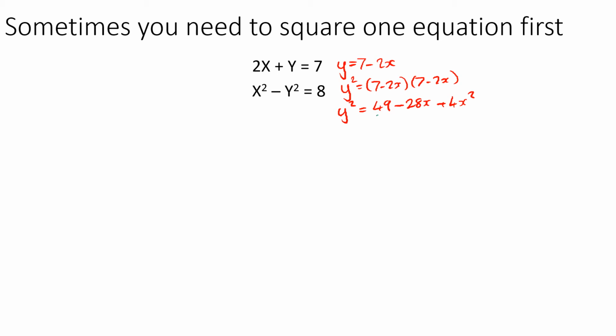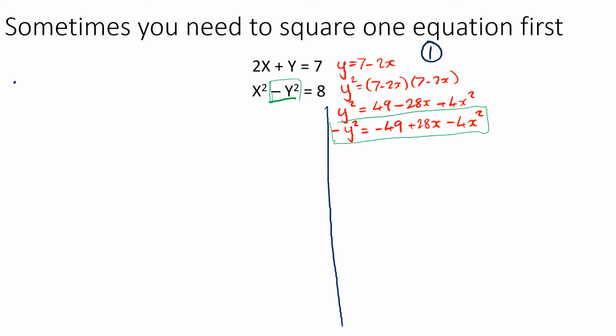So we're going to take that 49 minus 28x plus 4x squared, and we're going to swap it in for this minus y squared. Now, the minus y squared can throw people off, so sometimes it's an idea to work out what that is first before you substitute it in. So we could just change the signs, really. So minus y squared would be minus 49 plus 28x minus 4x squared. So that's what's actually going to get swapped in there. Okay, so that's step 1.